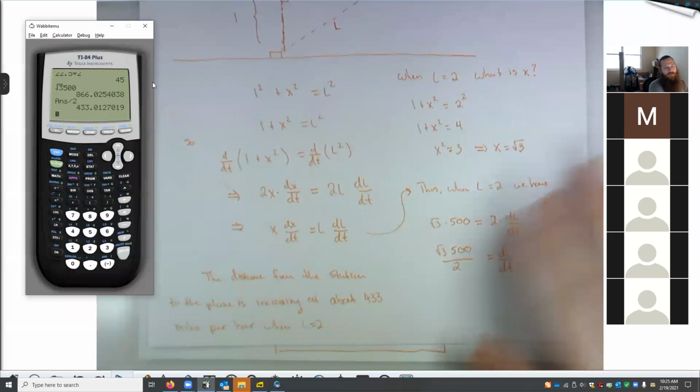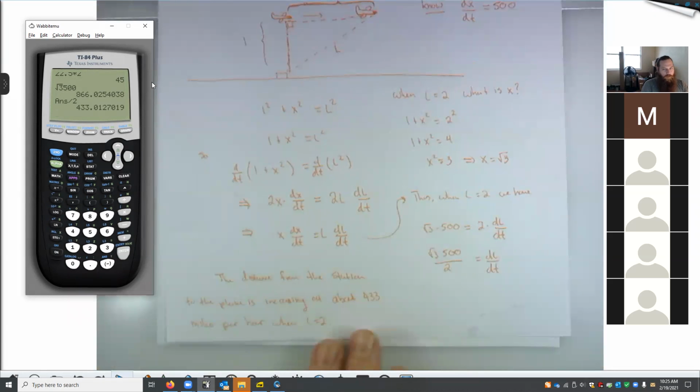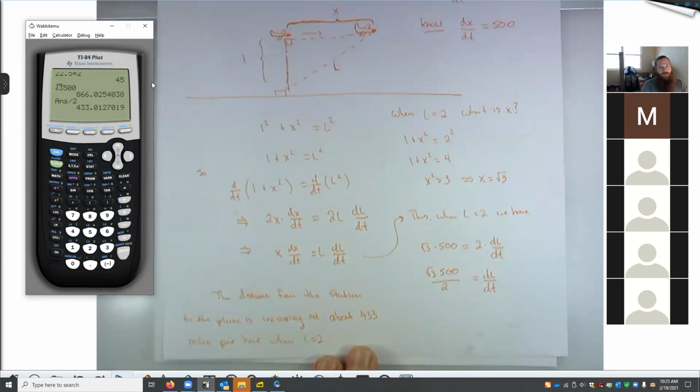At that moment when L is equal to 2. So it's kind of fascinating, isn't it? I might ask, why do I need this? Why is this at all interesting? Well, radar stations like to track the position of a plane.